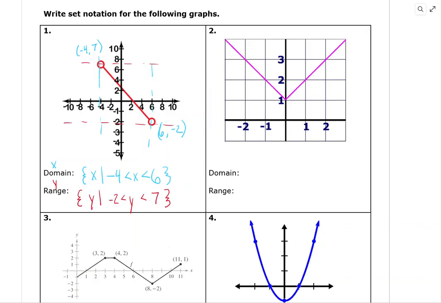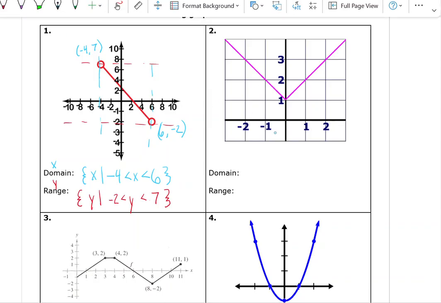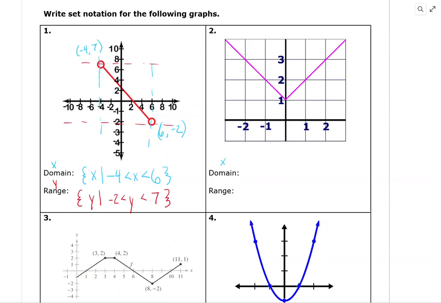Okay, we're going to do one more together, and then I'll let you try 2 on your own. Looking at this next one, our domains again are looking at our x values, and they're going to keep going on and on forever in these directions. If it's going to infinity in both directions, we're talking about all real numbers. So when we look at this, x such that x is contained within all real numbers.